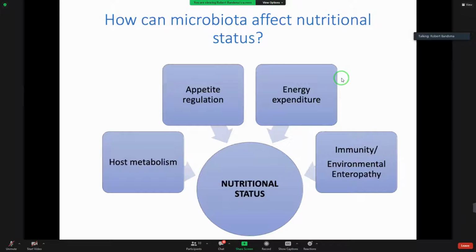Then the other way it can affect nutritional status is by affecting energy expenditure, so how much energy one burns in any given state. And finally, change in the microbiome can affect gut health, and I'm going to talk a little bit more about that, and immune function. And all those factors can potentially affect nutritional status.